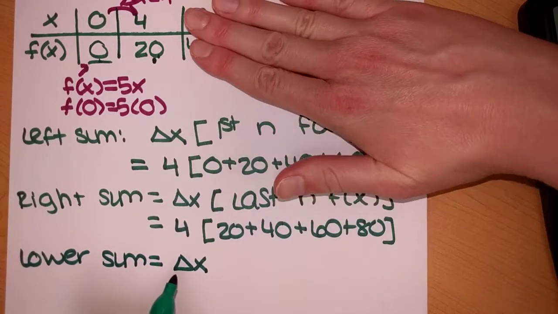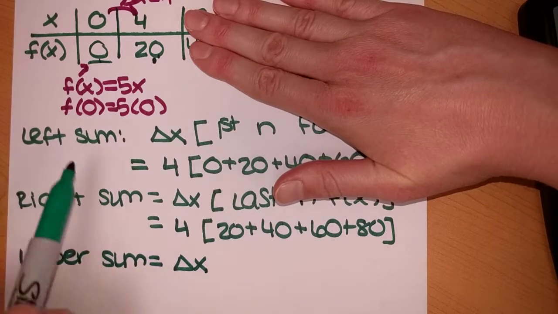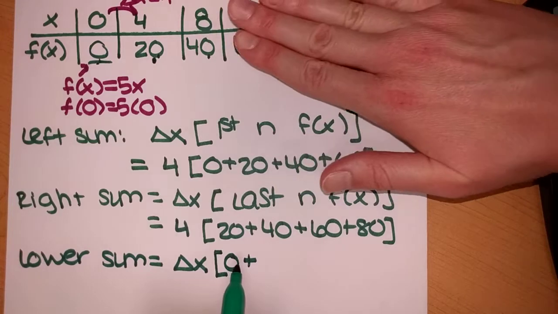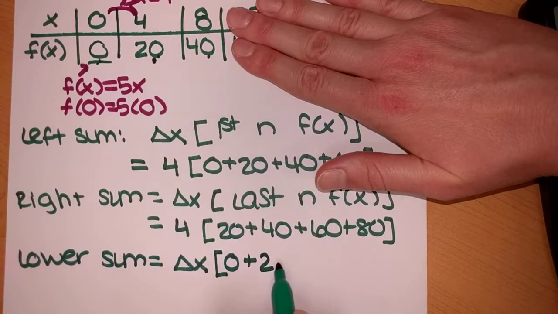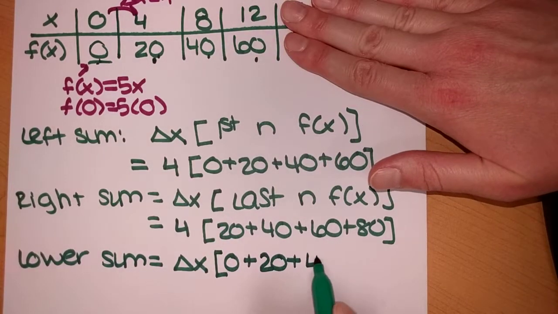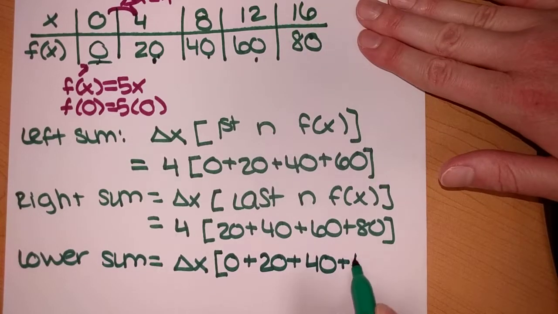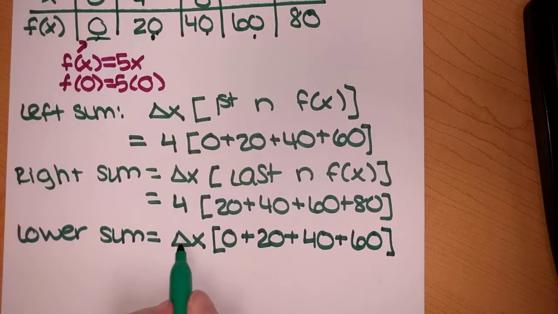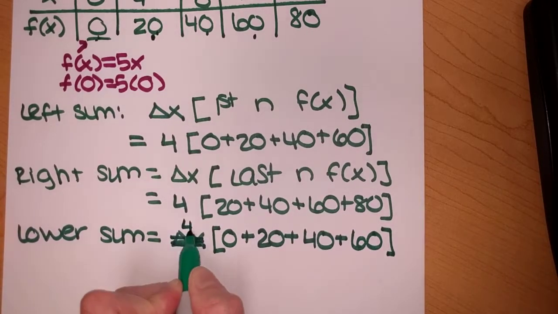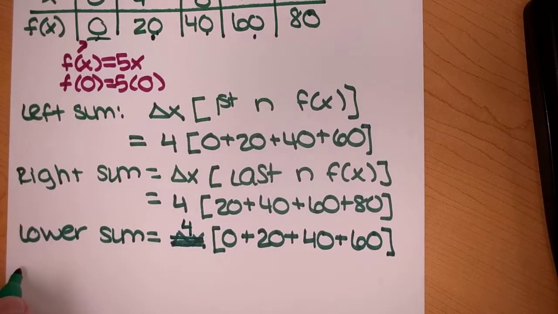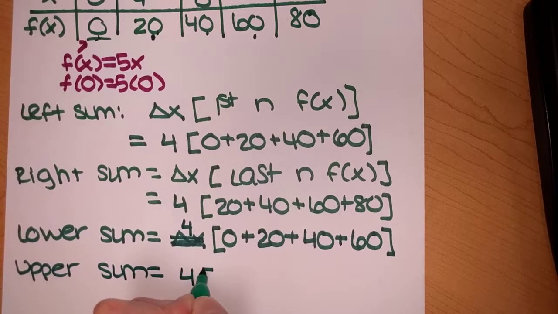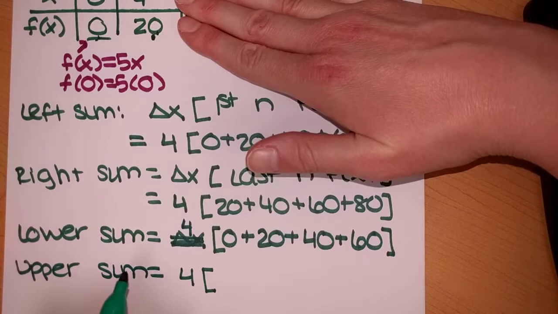All right, now for your lower sum, you are going to have delta x, and then you're going to choose for each interval the smaller value. So if you look at the first interval, 0 to 20, the smaller value is 0. The second interval, the smaller value is 20. The third interval, smaller value is 40. And then the last interval, the smaller value is 60. Now, remember you have to put in your delta x, so I'm going to have 4 times this expression.